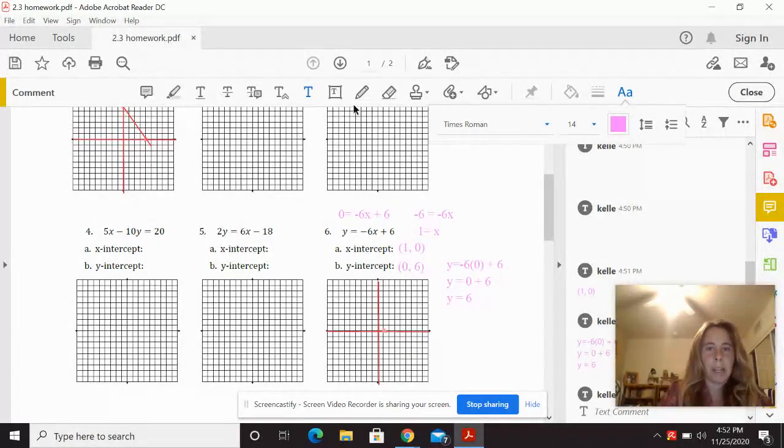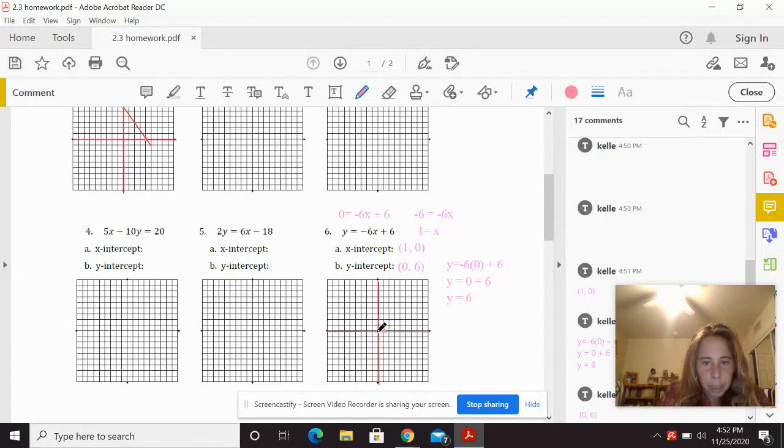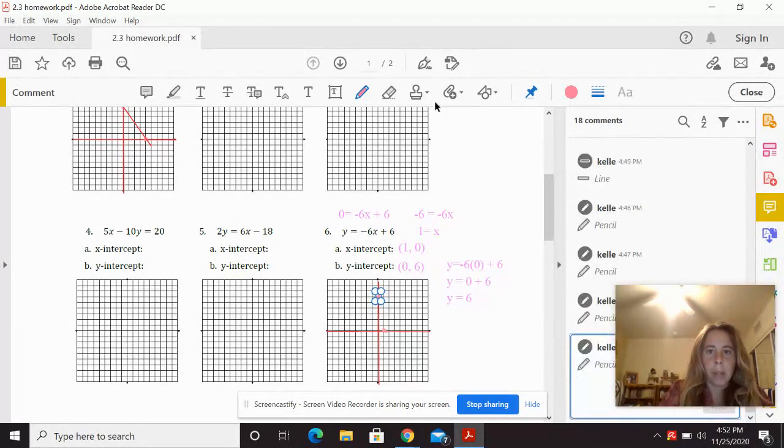All right, so then we have to graph that. Grab my little pencil. 0 and 6. 1, 2, 3, 4, 5, 6. Right there. Ish. All right, and then I'm going to grab my little line tool.